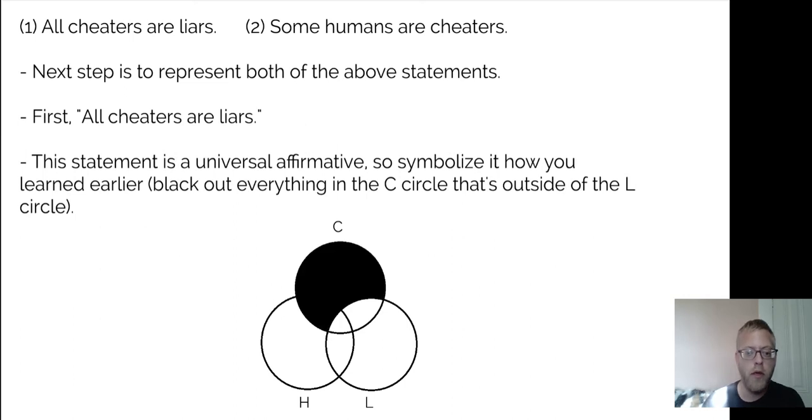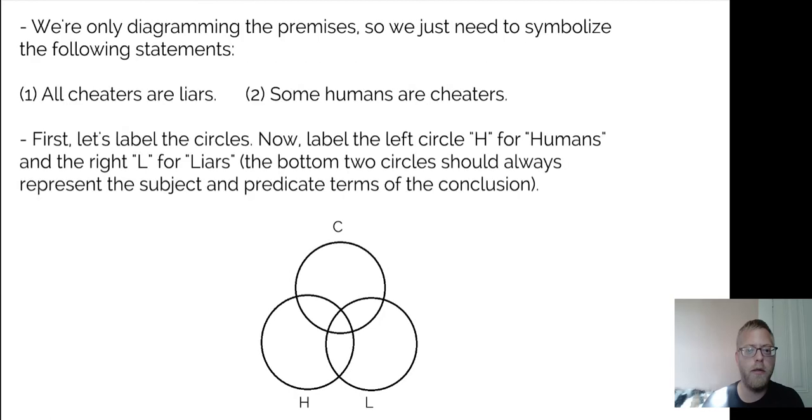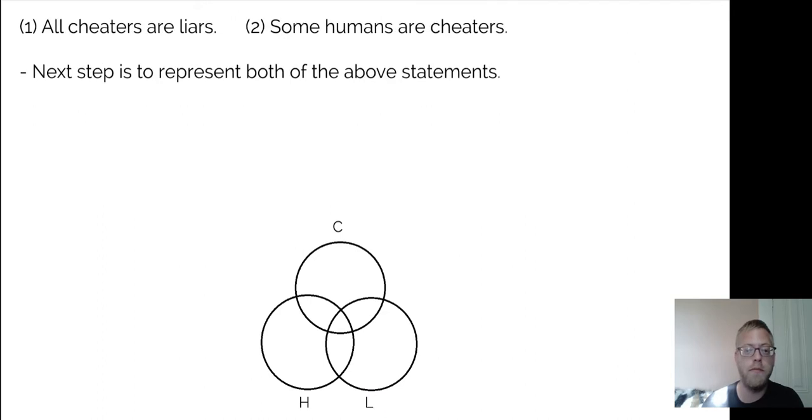Oh, I went a little too fast there. So yes, this is just reminding you. Left circle H, because the conclusion was all humans are liars. So humans, subject term, liars, predicate term, right there. So now we've got the circles ready. We've got the groups labeled, so we know which circle represents which group or category of things. We've got all the cheaters here. We've got all the humans here. We've got all the liars right here.